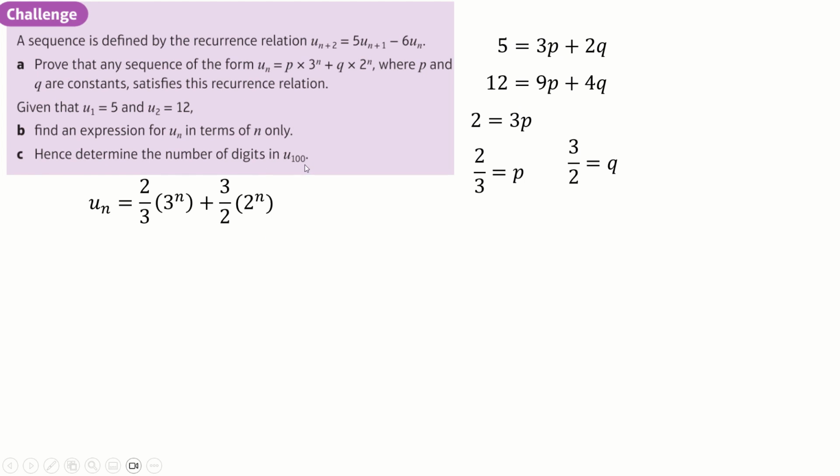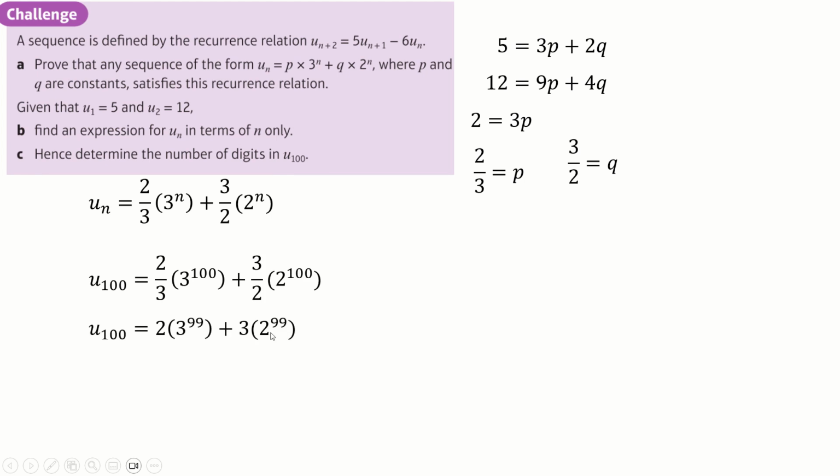Hence determine the number of digits. Now this question really annoyed me, because what I did was I put in 100, and then I was like, oh yeah, look at these 3s and 2s. This will work quite well. So divide that by 3 and you've already got 99 3s, and divide that by 2, you got 99 of those. And then I was like, oh, actually, but what if I took another one out of here, like another 3 out, because 2 times 3 is 6. And another one makes 6 there, and then I can factorize the 6 out.